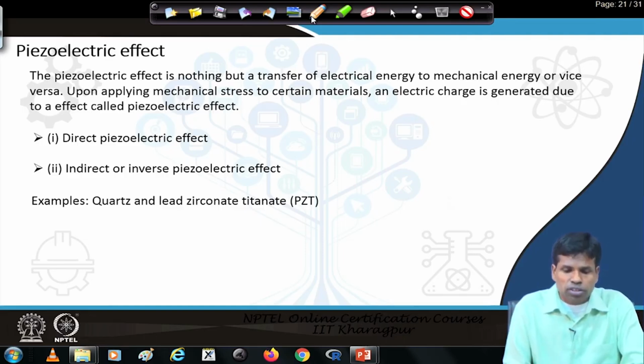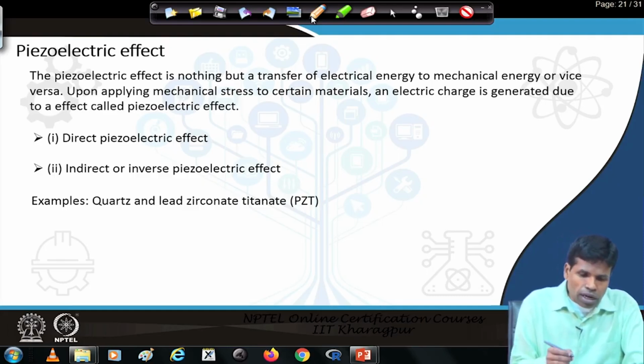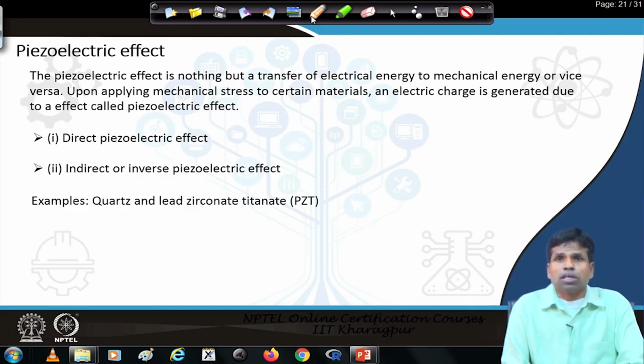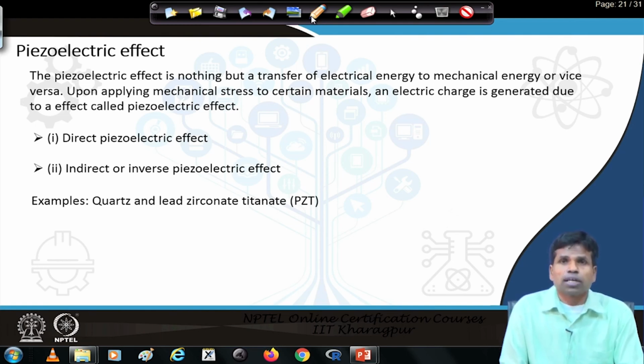The indirect, inverse or converse piezoelectric effect is the effect when we apply a variable voltage and then deformation occurs in the crystal. That means the dimension of the material changes. That is the inverse or indirect piezoelectric effect. Examples are natural quartz, which is a crystalline material that shows the piezoelectric effect. We also have an engineering material, lead zirconate titanate, or in short form PZT. That is a very good piezoelectric material.